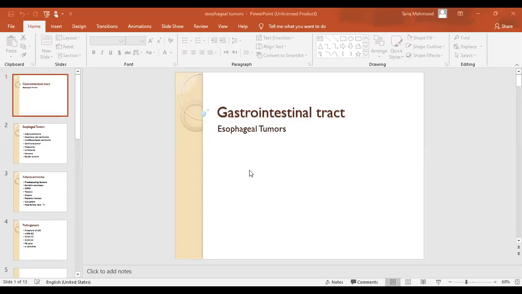Bismillahirrahmanirrahim. Today we will discuss the tumors of the esophagus. So most of the tumors of the esophagus are carcinomas, that is adenocarcinoma and squamous cell carcinoma.